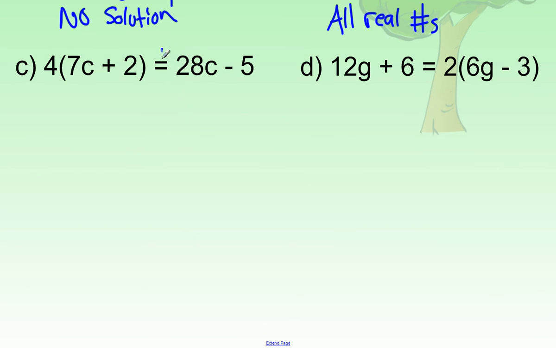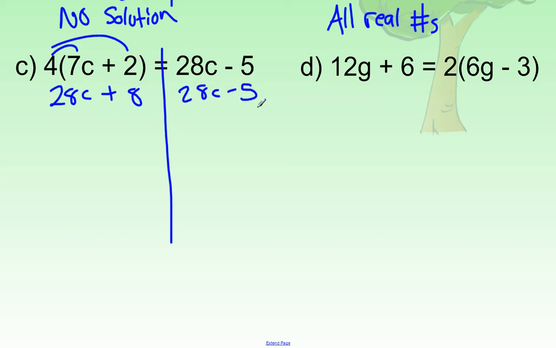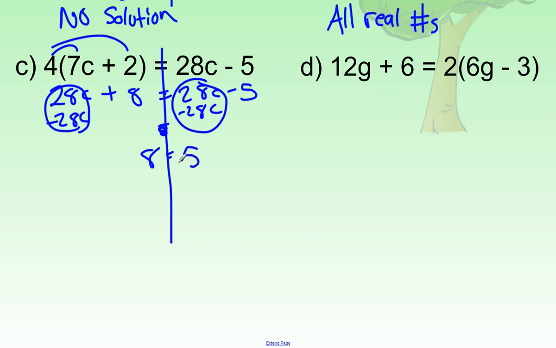So letter C. Distribute, 28c plus 8 and 28c minus 5. The variables are going to cancel out on both sides. If I minus 28c here, further down, this gives us, well, 0, gone, 0, gone, 8 equals negative 5. So does 8 equal negative 5? No. This is no solution.